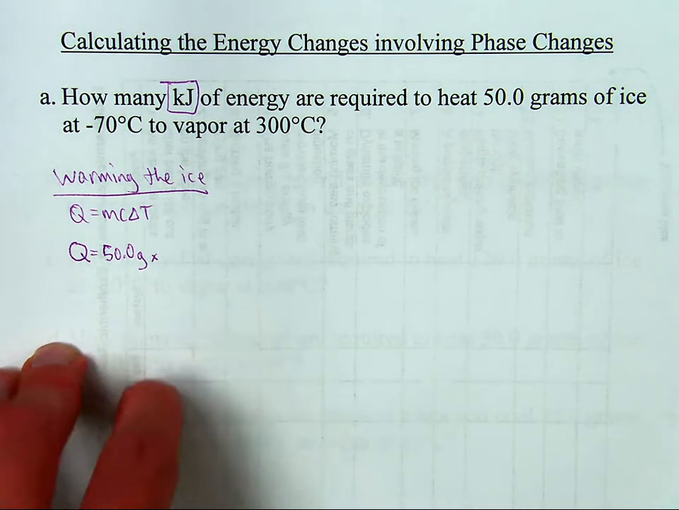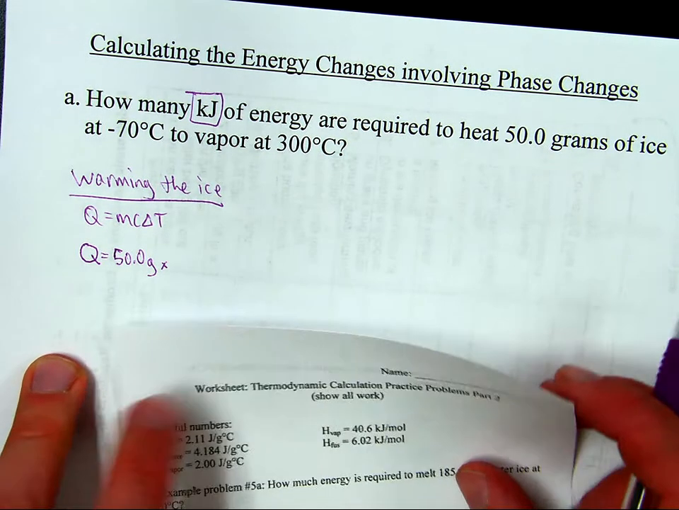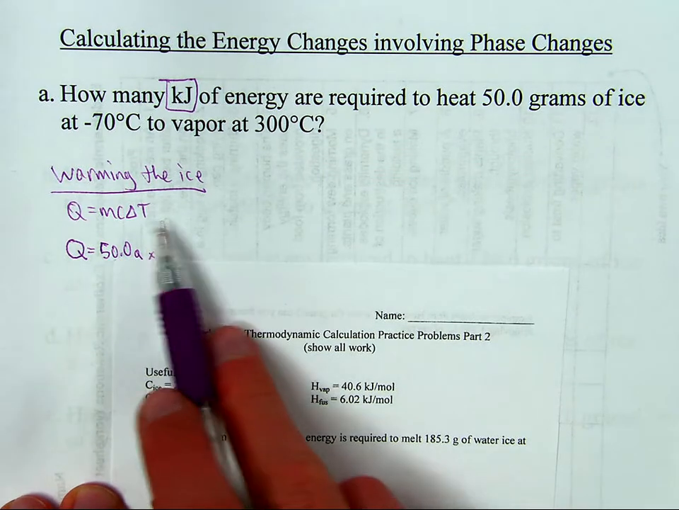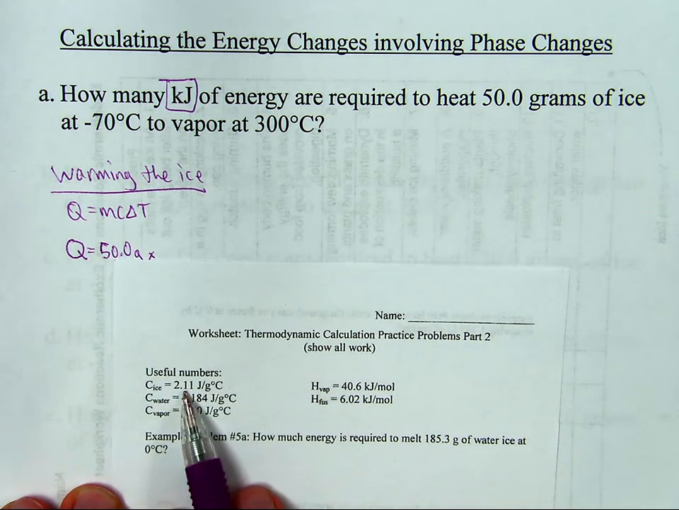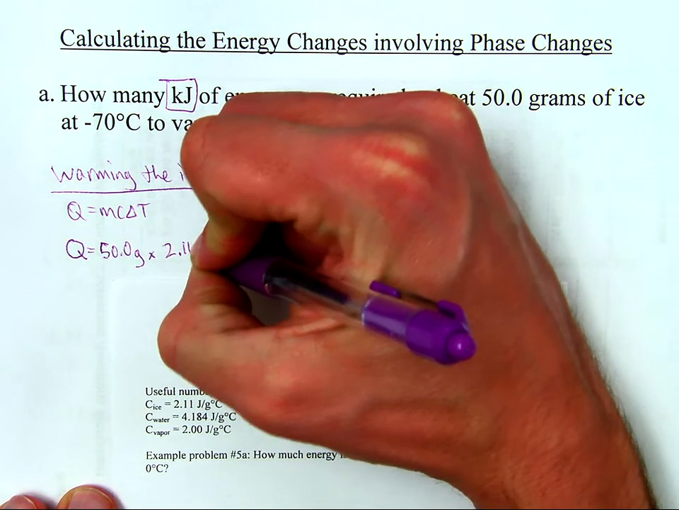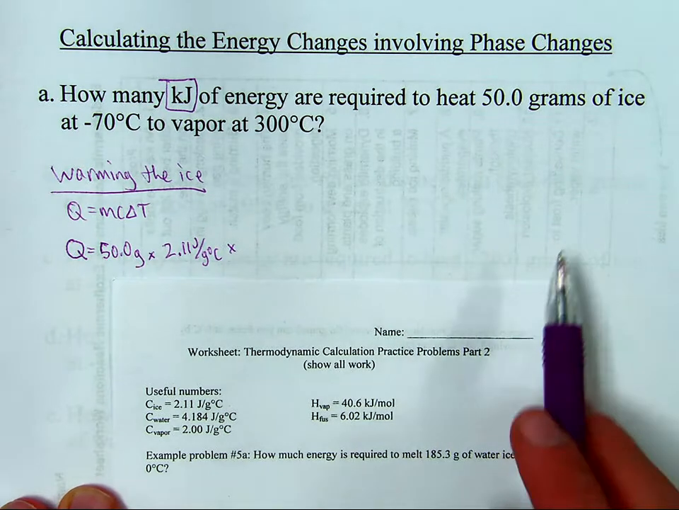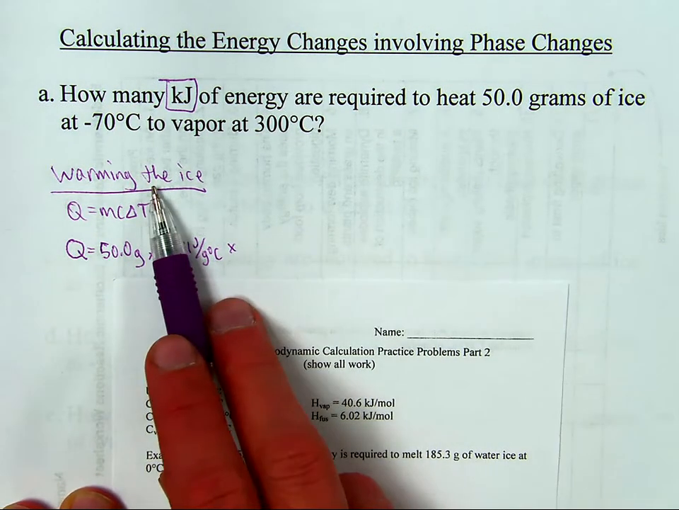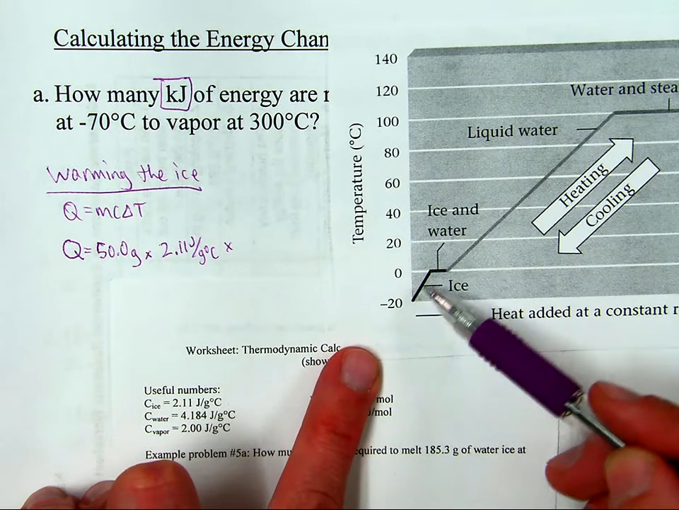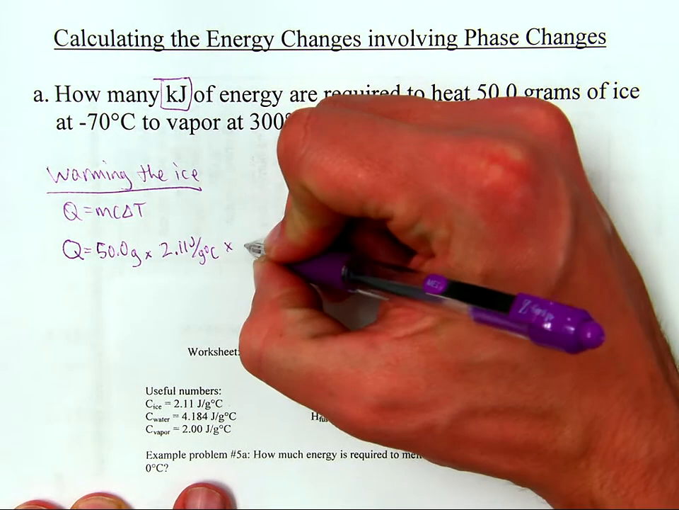Well, fortunately for you, the viewer, this will be given on the exam in a format similar to this. You need to use this, if you want to warm ice up, you need to know the specific heat of ice, which is 2.11 joules per gram degree Celsius. And then you multiply that by the change in temperature. Well, remember, ice melts at 0 and we're warming it up to its melting point. So since we're going from negative 70 to 0, that means the temperature is going up 70 degrees.